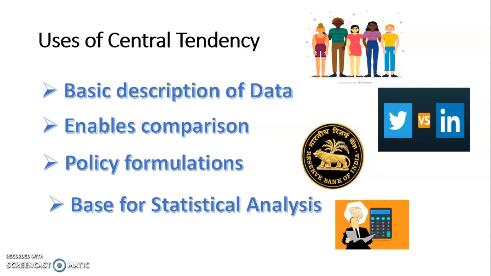Next is policy formulations. When the government calculates the per capita income, it is using a measure of central tendency. So accordingly, it can formulate policies for increasing a low per capita income. Base for statistical analysis. The marketing department of a company can determine which segment to target on the basis of statistical analysis of demand from a particular segment.